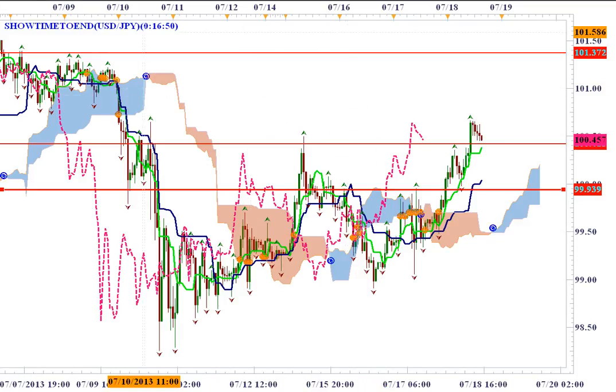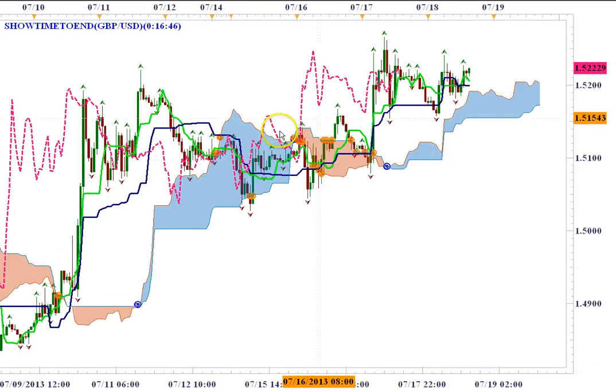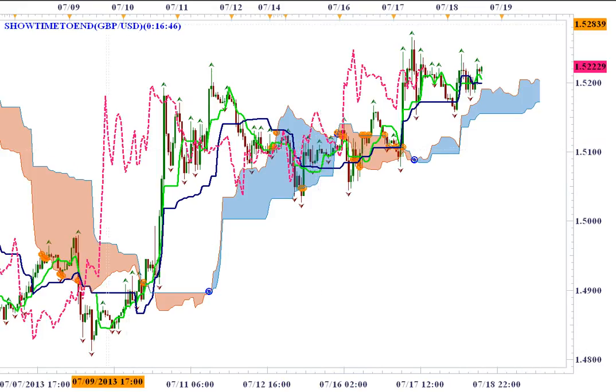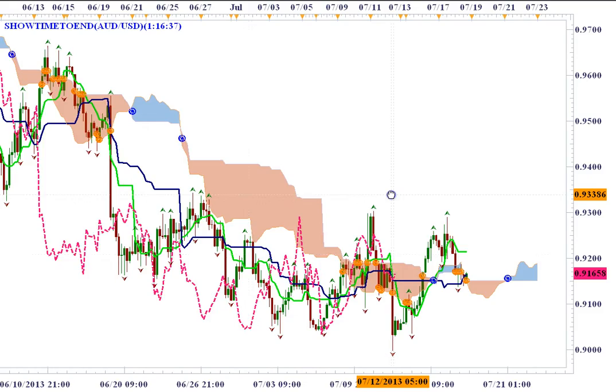The pound dollar, nasty, nasty, nasty looking price action here right now. Not even gonna mess with that. And finally, we'll go over this Aussie dollar. This doesn't look too nice either.